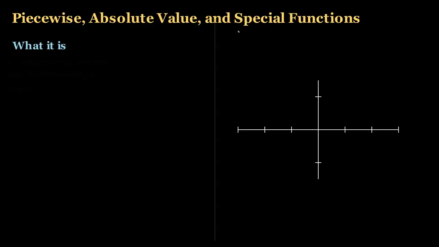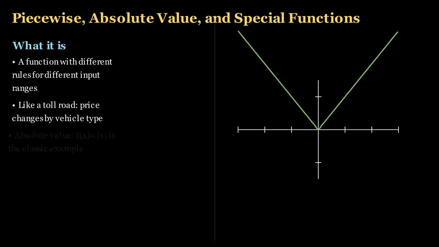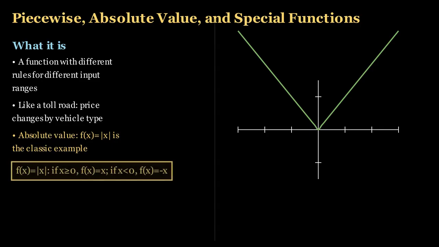Imagine a toll road where a car pays one price, a truck pays a higher price, and a motorcycle pays a lower price. The cost depends on which category your vehicle falls into. A piecewise function works exactly the same way. Instead of one single rule for every input, it switches between different rules depending on which piece of the input line you are on.